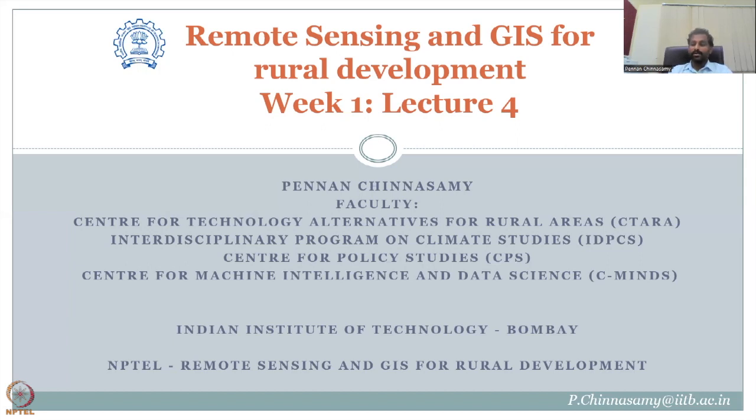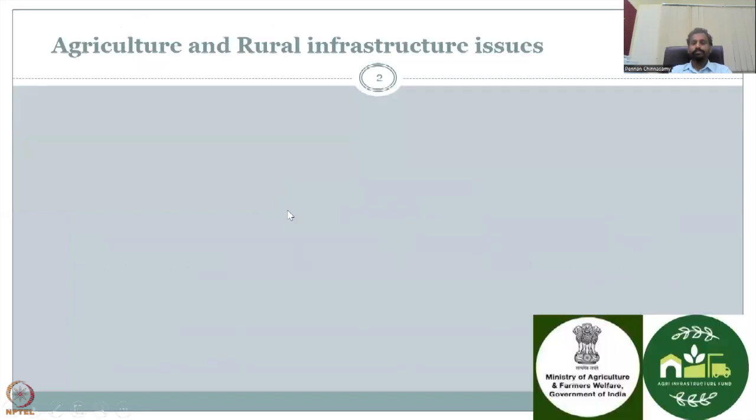So let's look at today's lecture topic. As indicated, we wanted to look at agriculture and rural infrastructure issues. For any development to happen, we need to have optimum infrastructures. As humans evolved and livelihood developed, infrastructure has become a key. Let's take an example.